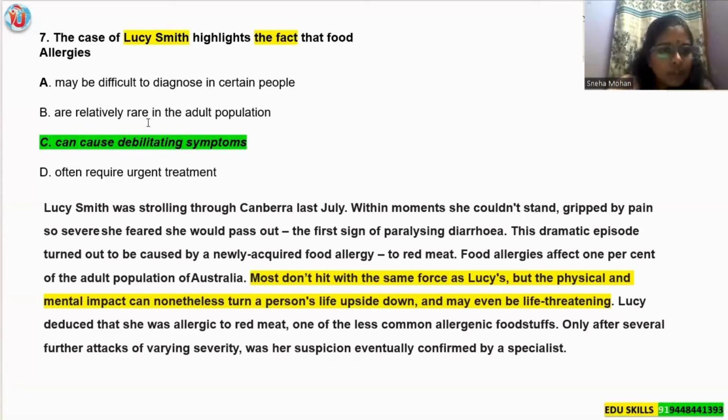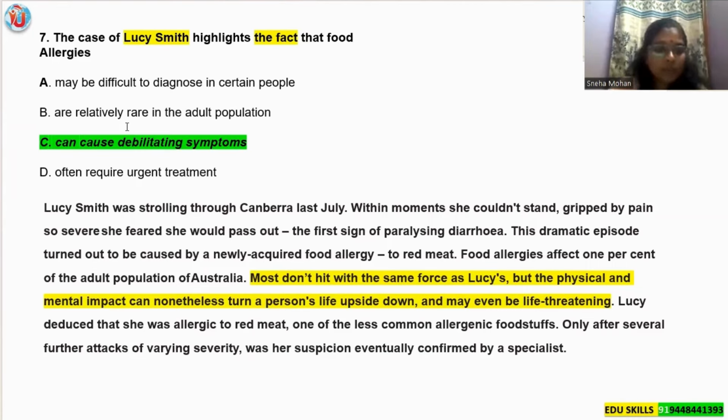Next, the case of Lucy Smith highlights the fact that food allergies are relatively rare in the adult population. This is also not mentioned in the text. It is not mentioned that it is relatively rare. Yes, it is mentioned that food allergies affect 1% of the adult population of Australia, but it is not what has been highlighted about Lucy Smith's condition. So we are eliminating that answer option. Next, answer option D: often require urgent treatment. Is the paragraph highlighting that she requires urgent treatment? No, it is not. So we are eliminating answer option D.